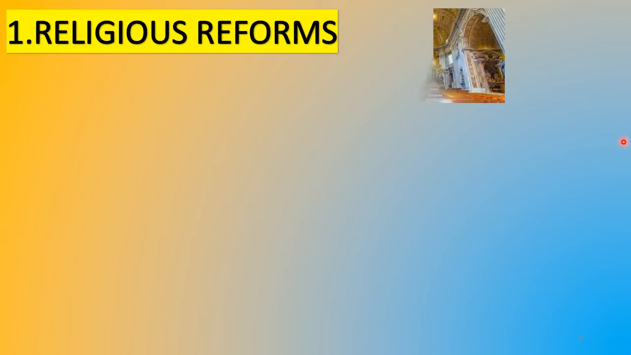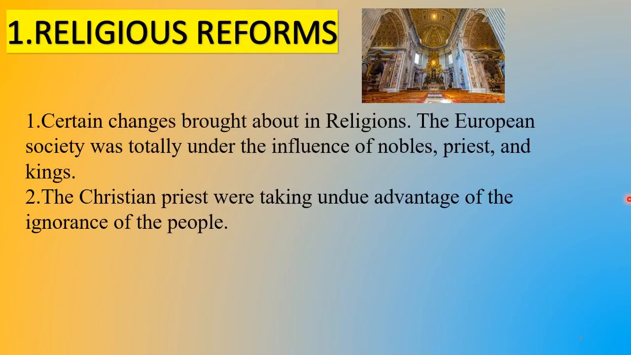Now, what was the first change brought? See the term religious reforms. The term religious means different religions. Children, what is this picture here? This picture is about, right, it is a church in Europe. Now let's read in detail what is religious reforms. Certain changes brought about in religions.